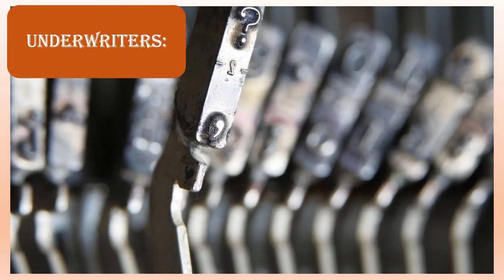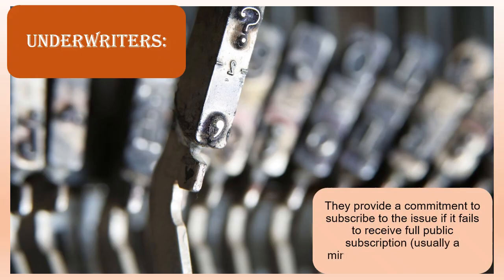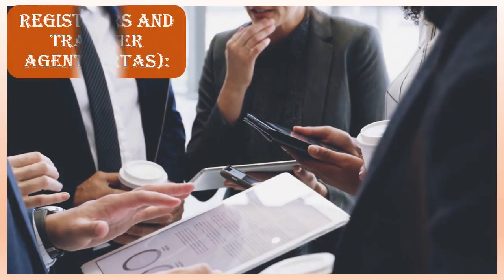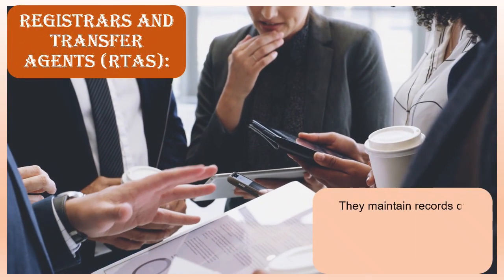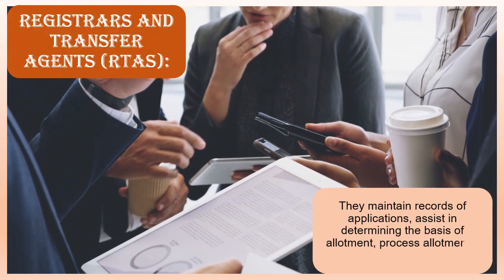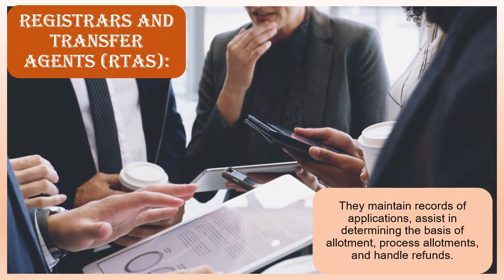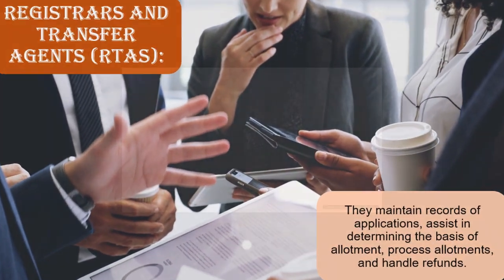Underwriters. They provide a commitment to subscribe to the issue if it fails to receive full public subscription. Usually a minimum of 90% is required. Registrars and transfer agents, RTAs. They maintain records of applications, assist in determining the basis of allotment, process allotments, and handle refunds.